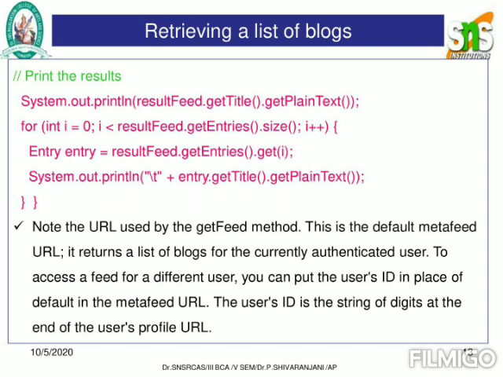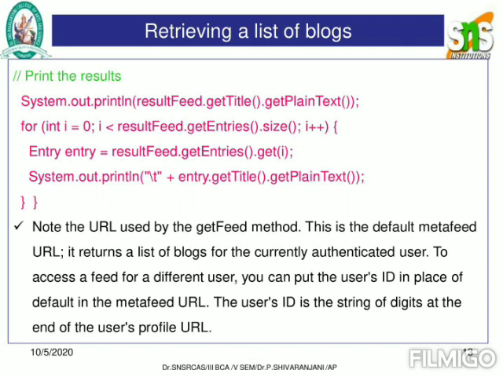You have to note that this is the URL used by the getFeed method. This is the default meta feed URL. It returns a list of blogs for the currently authenticated user. To access a feed for a different user, you can also use the user's ID in place of default in the meta feed URL. The user's ID is a string of digits at the end of the user profile URL.